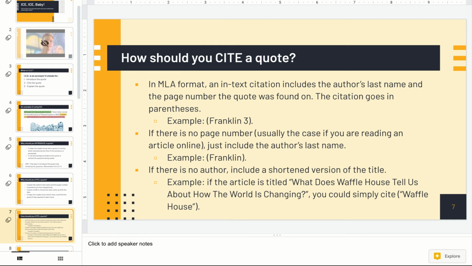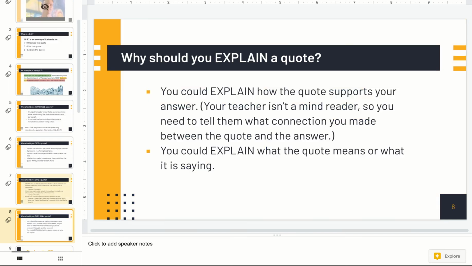Now, if there's no author, maybe it's anonymous or you can't find author information, then you would just include a shortened version of the title. So if you're quoting from an article titled, "What Does Waffle House Tell Us About How the World is Changing?" you would simply cite ("Waffle House"). And you'll notice that since it's a title, we have "Waffle House" in quotation marks inside the parentheses.